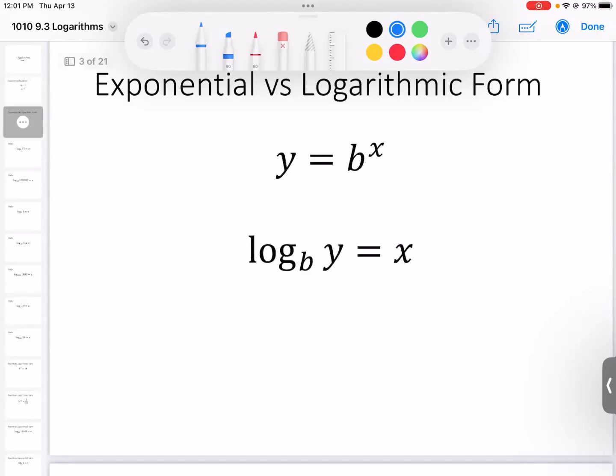When you're looking at a logarithm, I usually find it easiest to think about them in exponential form. So when you have log base b of y equals x, what that means is the x that you're trying to find is the exponent that you raise b to in order to equal y. Does that make sense? The base of the power with the exponent matches the base of the logarithm.